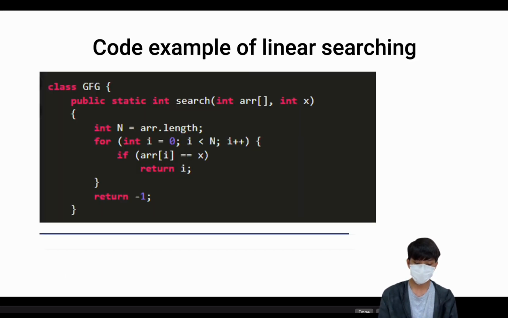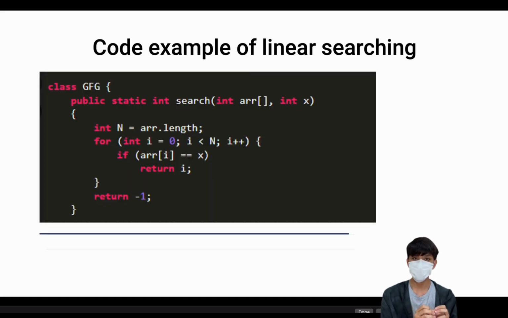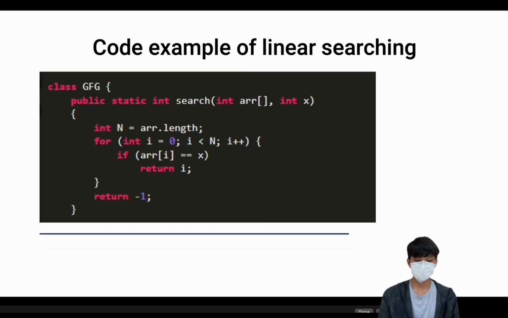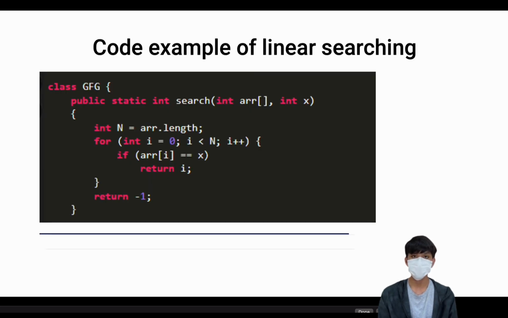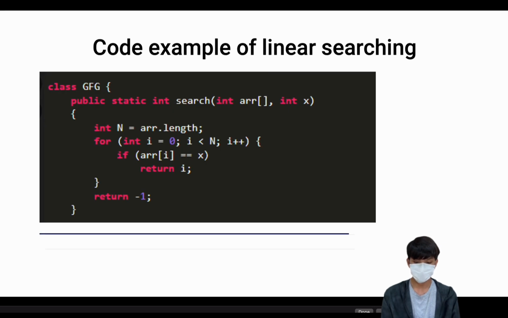And if we found that value in the i index equal to the key, we return that index to the method that called this method. And if we do not find it, we return -1. And that's the code example of linear searching.